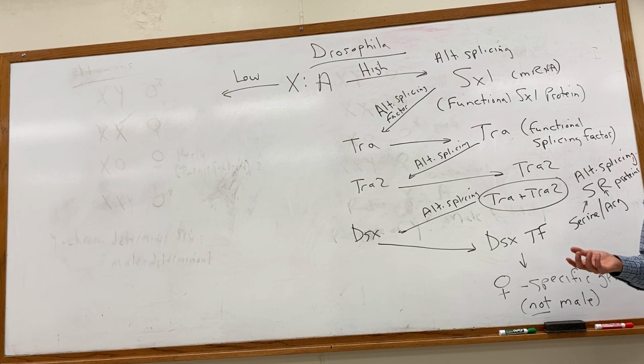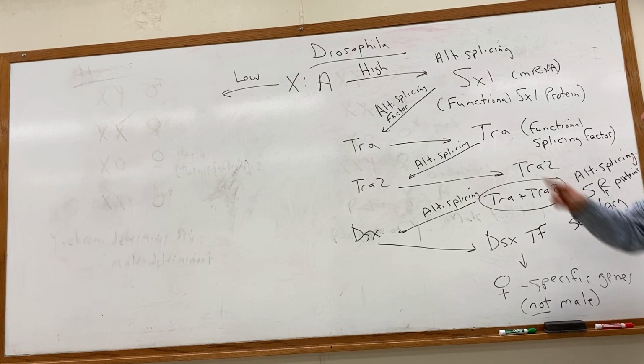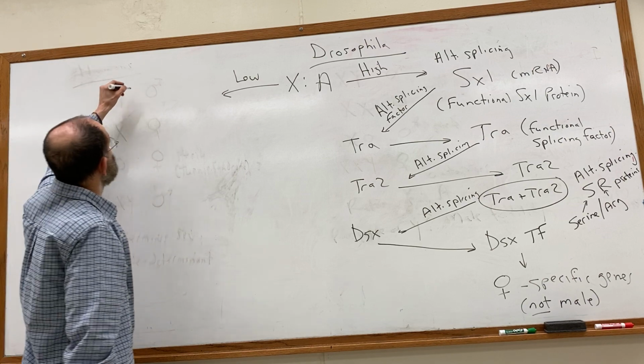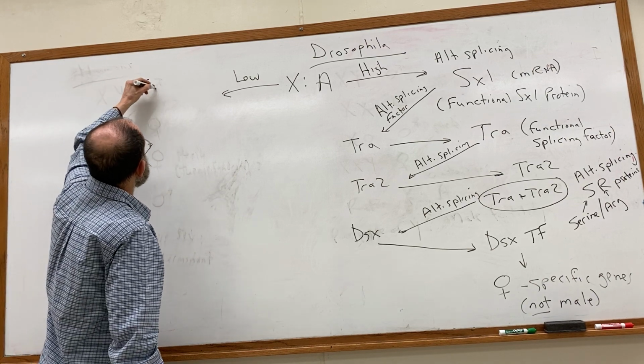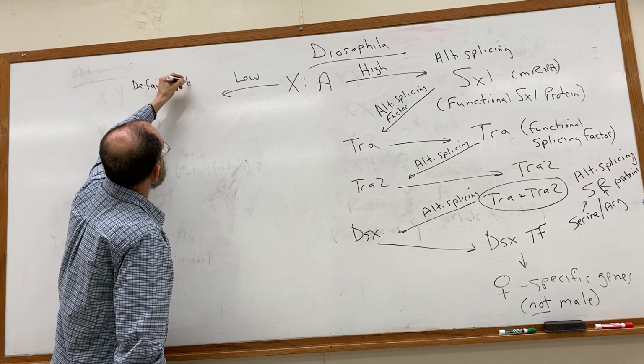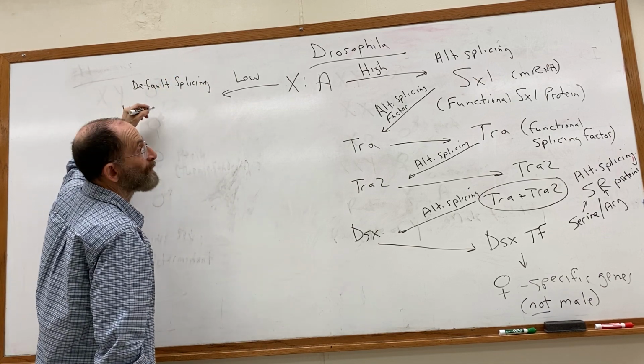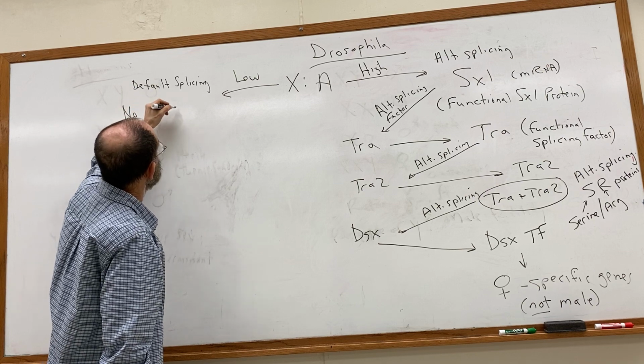But on the other hand, if you think about it, the control of biological sex is pretty important for a species to be able to persist. So you'd want to make sure that everything was done properly. All right, so what happens then if the ratio of X to A is low? Well, if the ratio of X to A is low, you get default splicing. And the result is you get no SXL made.